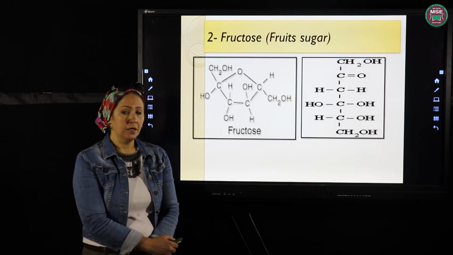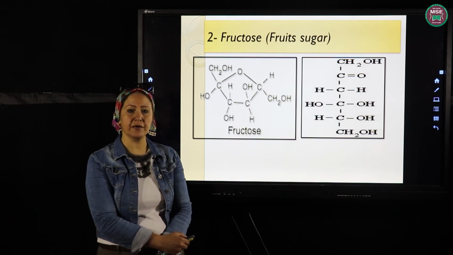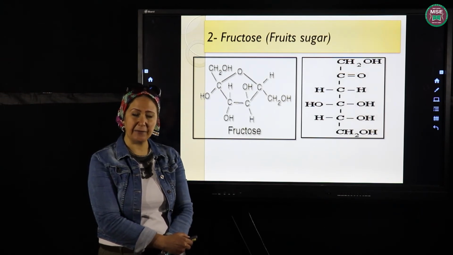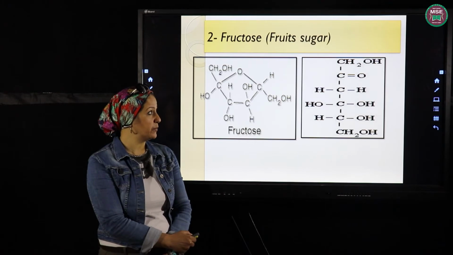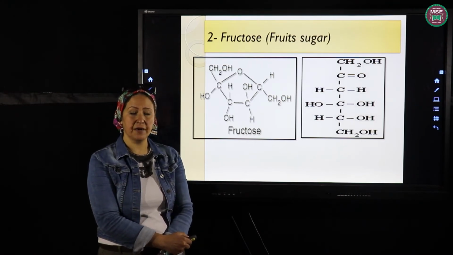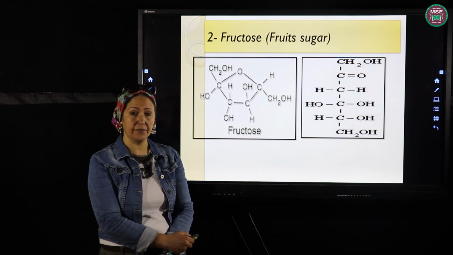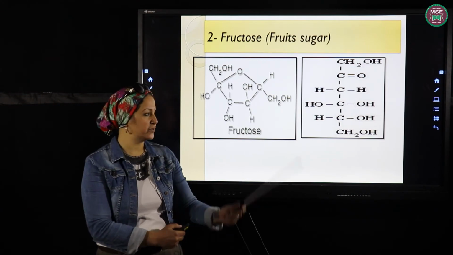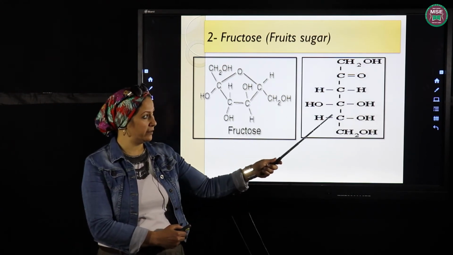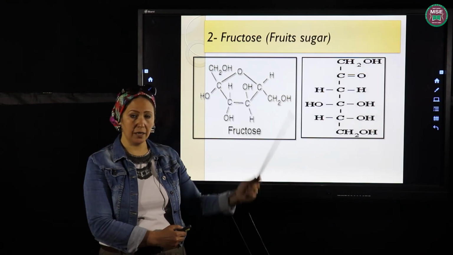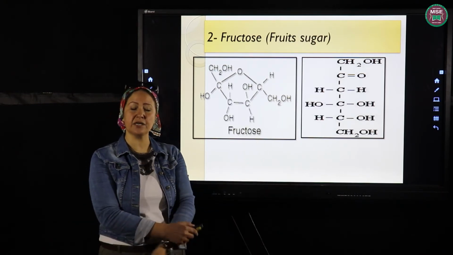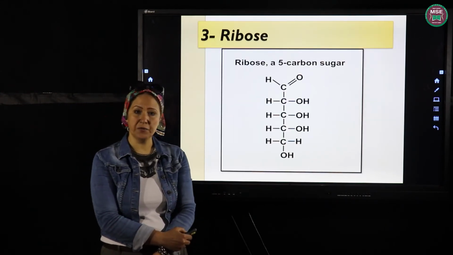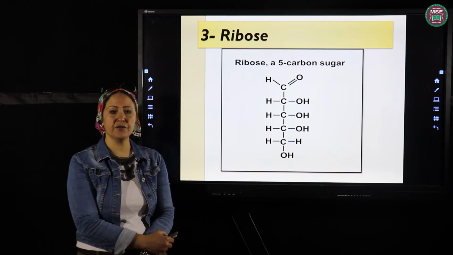The structure of this glucose is C6H12O6. The second example of monosaccharide is fructose, or fruit sugar, except the grapes, because the grapes' sugar is glucose. Fructose is fruit sugar, okay? This is the structure of fructose. We can write the structure as this type, or like this. The chemical formula of fructose is C6H12O6.